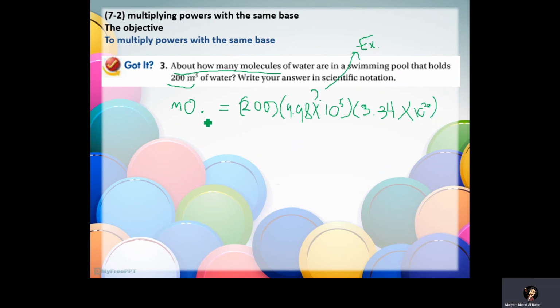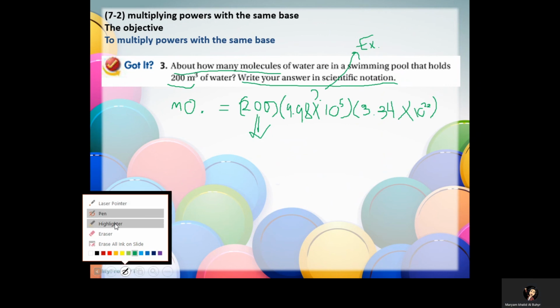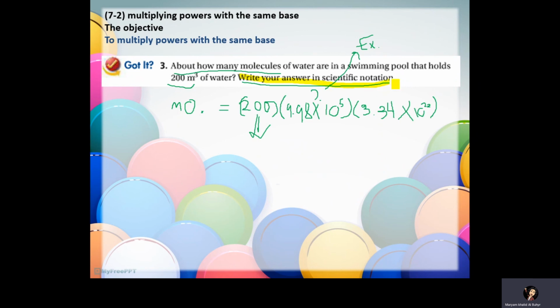So I'm going to multiply all these, but first of all, I need to write this one in scientific notation. Look at this. Write your answer in scientific notation. That's why I went back and told you to write your answer in scientific notation. Scientific notation is just a number, where the first number should be between 1 and 10 and less than 10, and the second part is 10 to any power. So let me go back, and how can I write this as I did before?